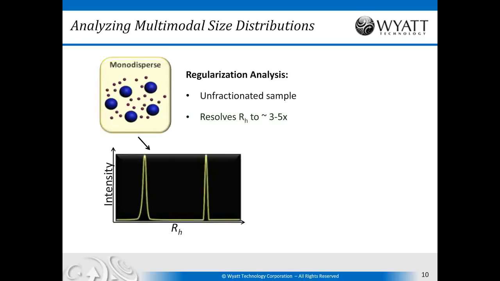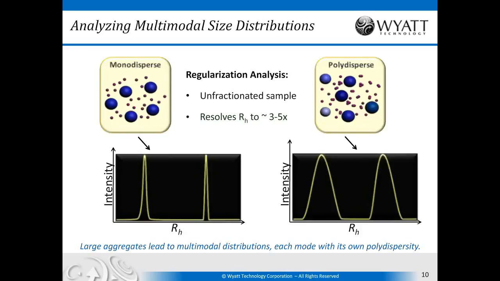Now, if you have a multimodal size distribution like the one shown here, we have both very small and large particles. That's called multimodal. It gives us two peaks in the size distribution. Now, as I mentioned, this is a coarse size distribution. So in order to be able to actually resolve these two different modes, we need to have about a 3 to 5 times difference in radius, which would be a very large difference in mass, in order to see those different peaks. Regularization also gives you the width of the peak. So if you have both a polydispersed and multimodal sample, like the one shown over here, then you'll have the broadening of the peaks as well.